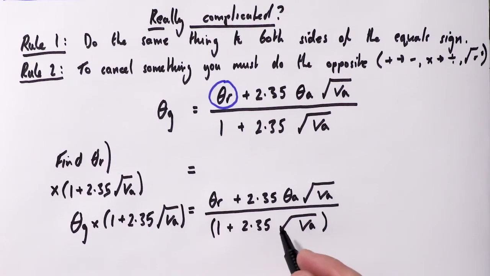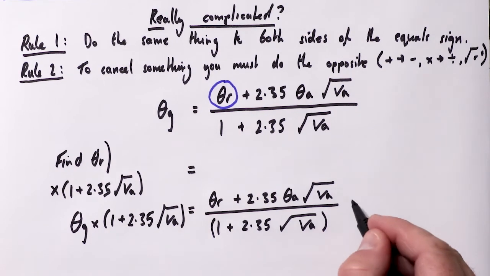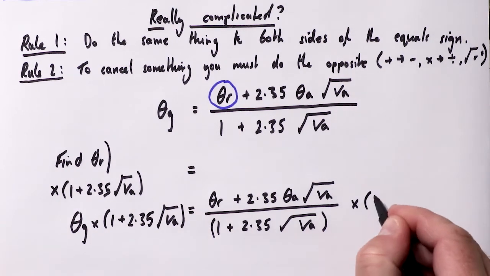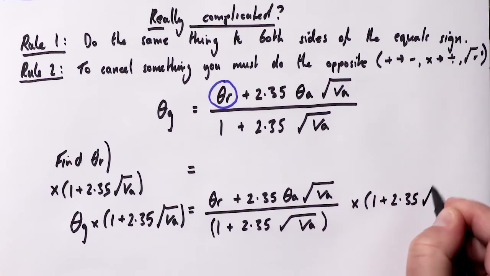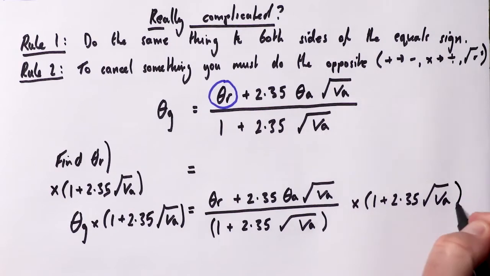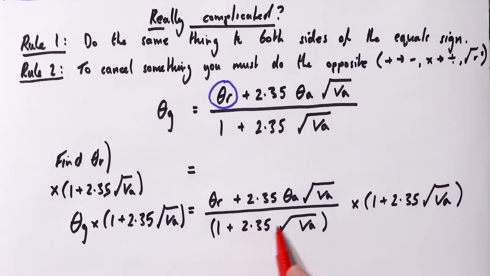But what I've got to do, remember, is I'm doing the same thing to both sides. So if I've timesed one side by that, I've got to times the other side by it too. 1 plus 2.35 square root VA. Now, what you should be seeing here is there's no point dividing this by that and then timesing it by it again. The two cancel each other out. So I should be able to cross all of that out.